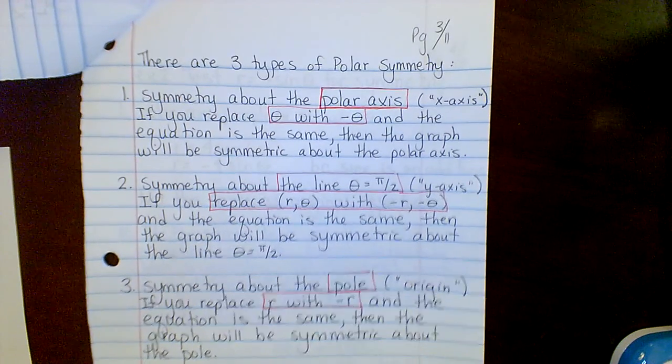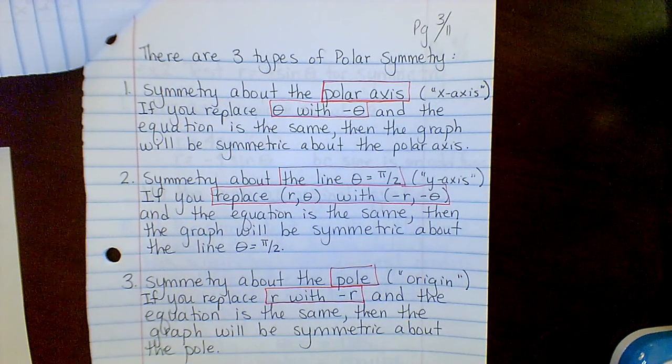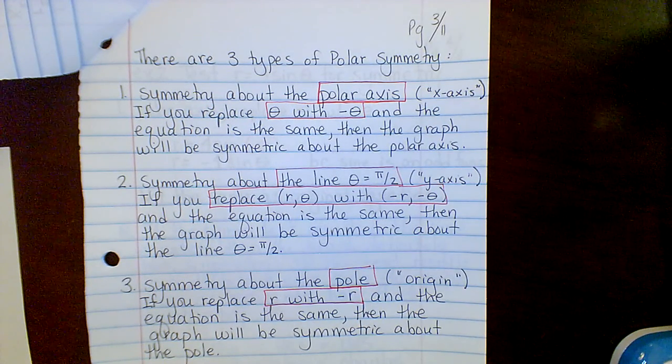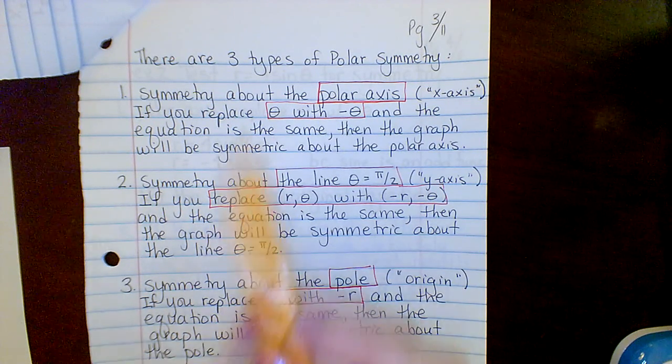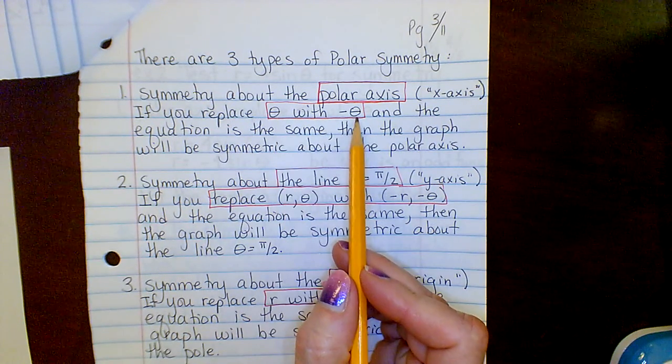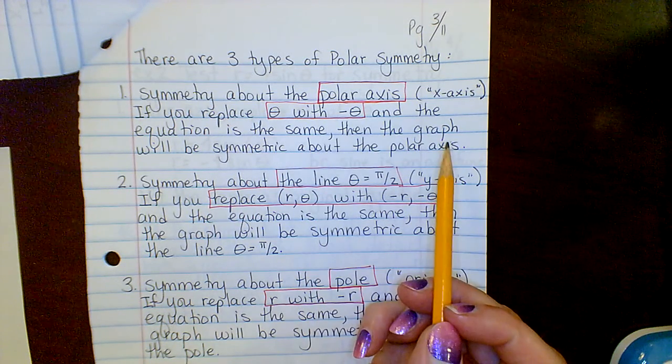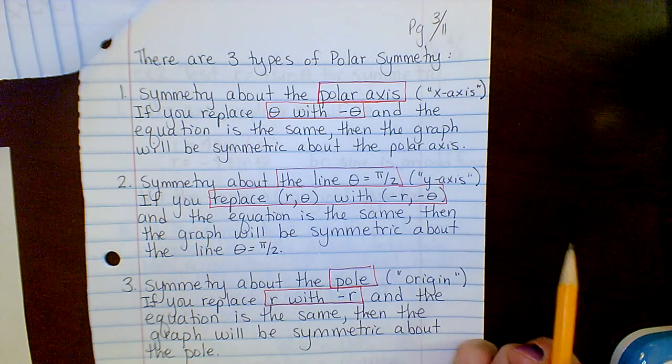We have symmetry about the polar axis. Remember, the polar axis is similar to what we know as the x-axis. If you replace theta with negative theta and the equation remains the same, then the graph will be symmetric about the polar axis.